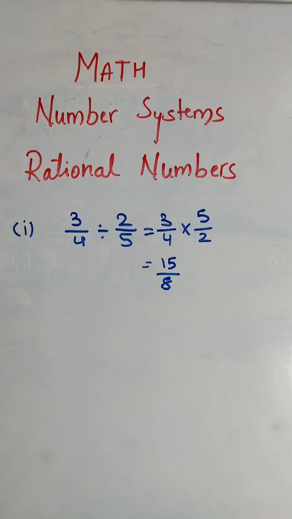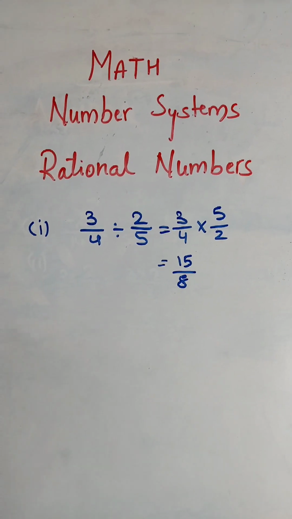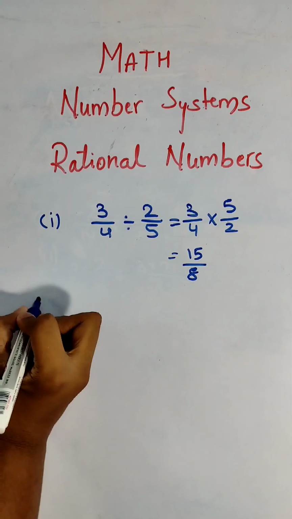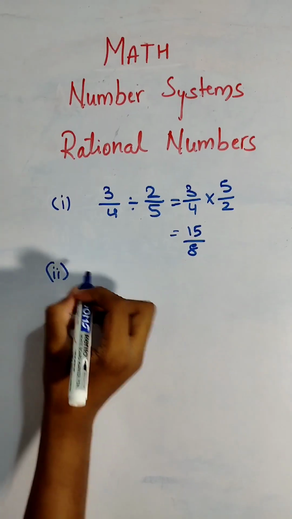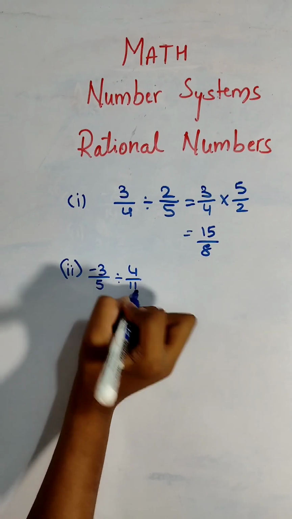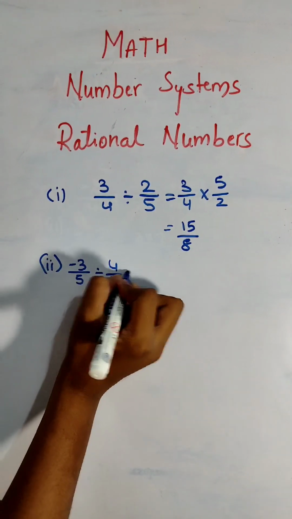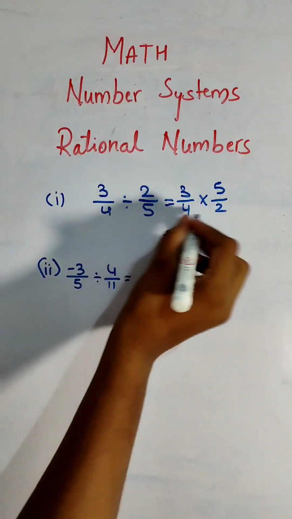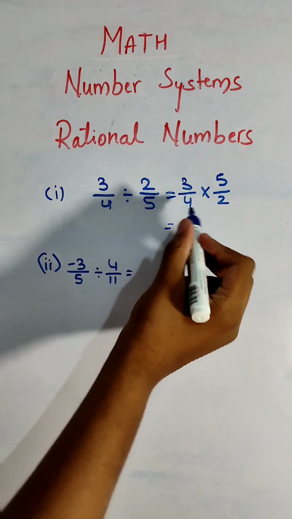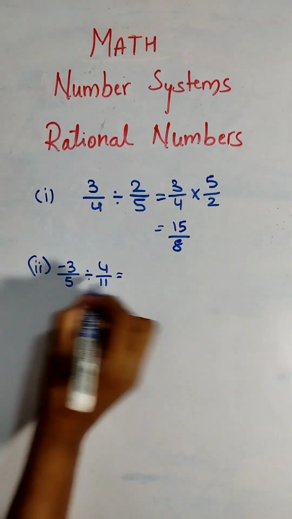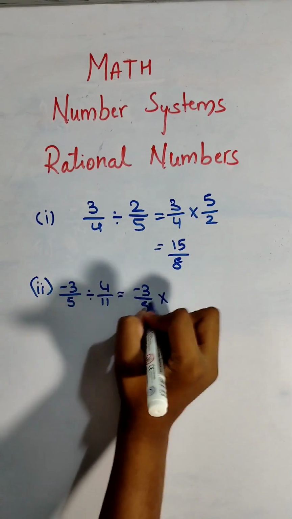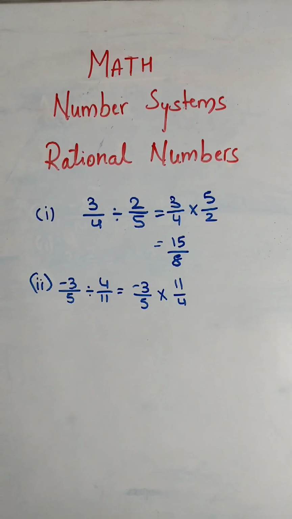Let's take another sum which has a negative sign in it. Let's take minus 3 by 5 divided by 4 by 11. Over here also it's a very simple problem. As earlier, if you remember, we had to change the division sign to a multiplication sign, take the first number as it is, and take the reciprocal of the second number. So we take the first number as it is, put the multiplication sign, and write 11 by 4 because we are taking the reciprocal.